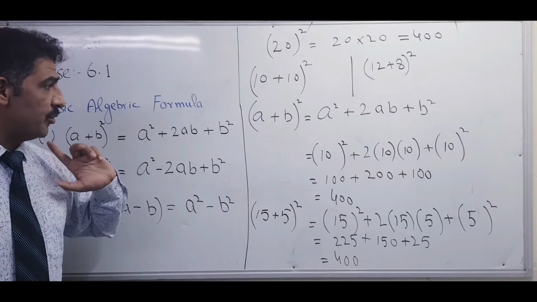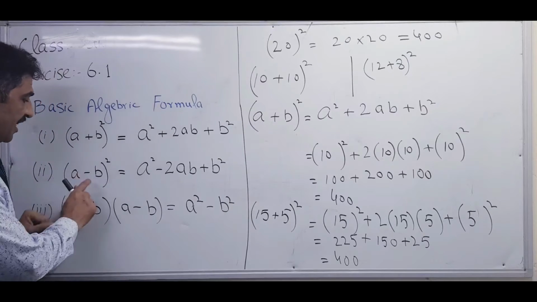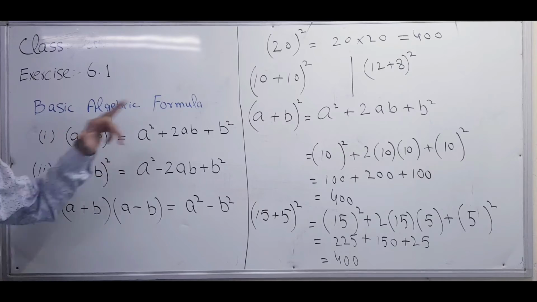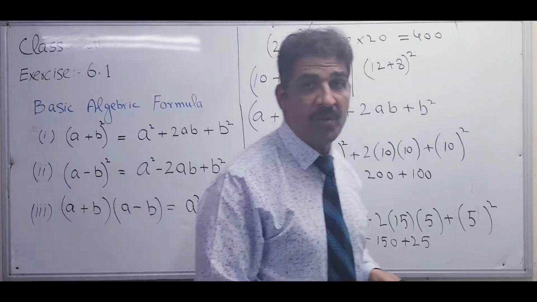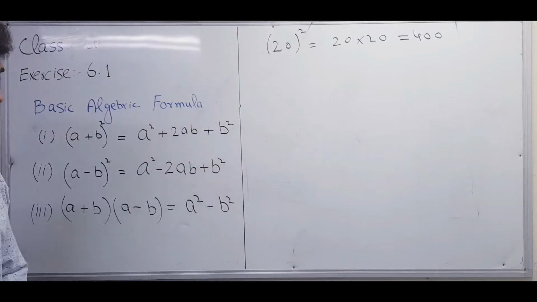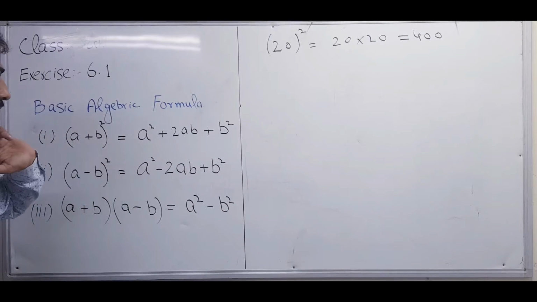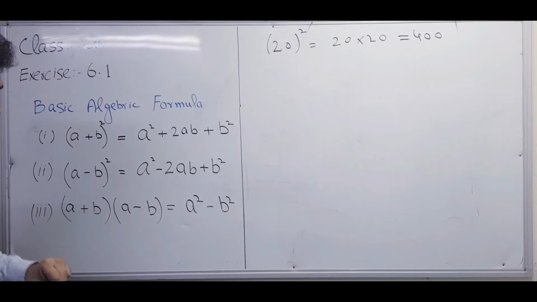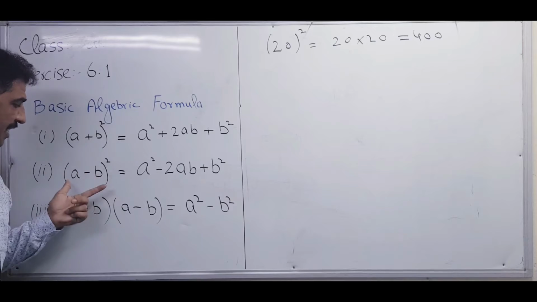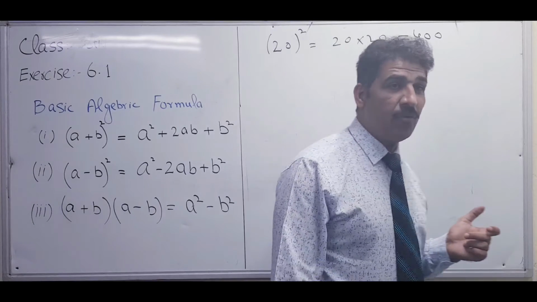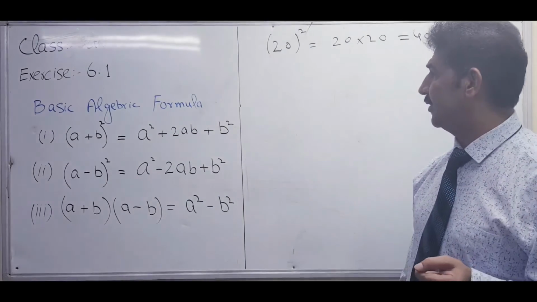Now we have to use the same question with the second formula. Here we solved with the help of the first formula and got this result, and the same question we can solve by using the second formula. It is the same. We solved this question using the first formula. Now we solve the same question using the second formula. So what is the second formula? The second formula is a minus b whole square. It means that we have to use the formula of difference.